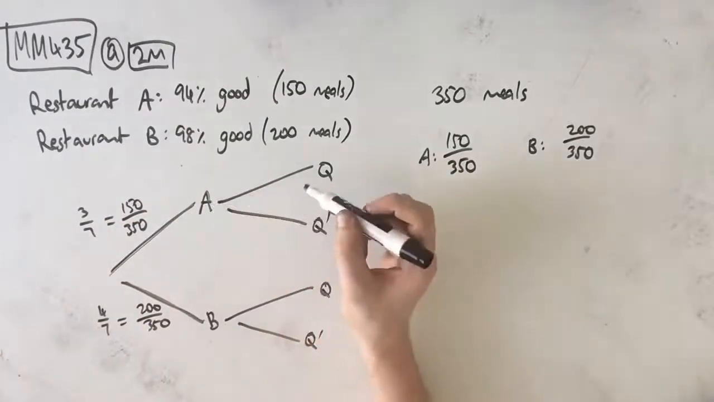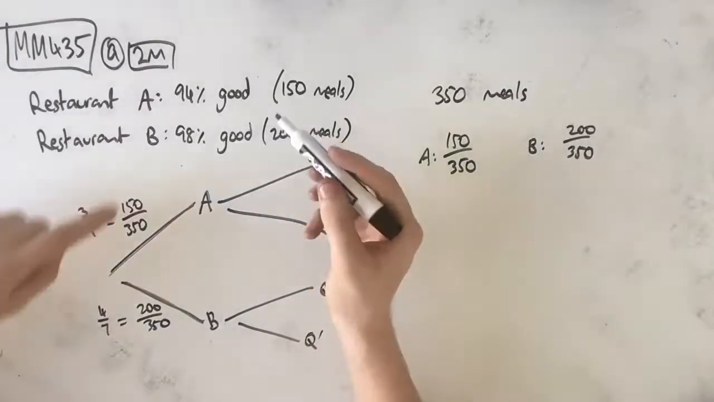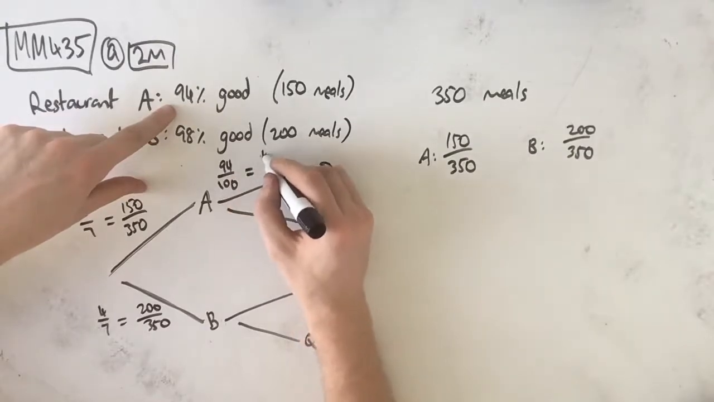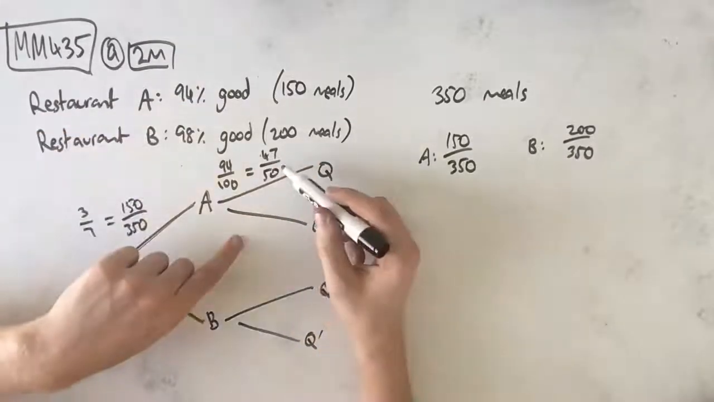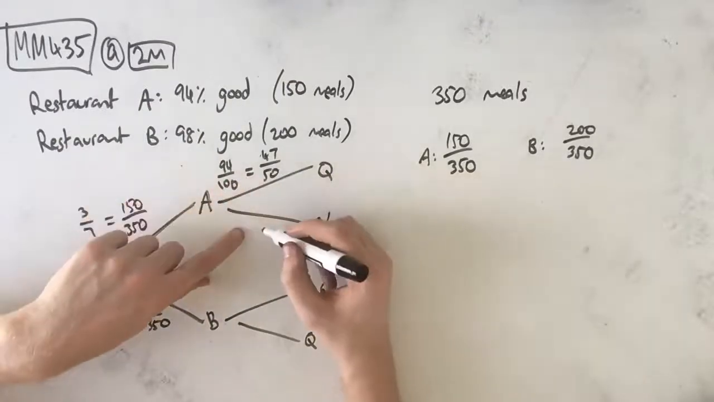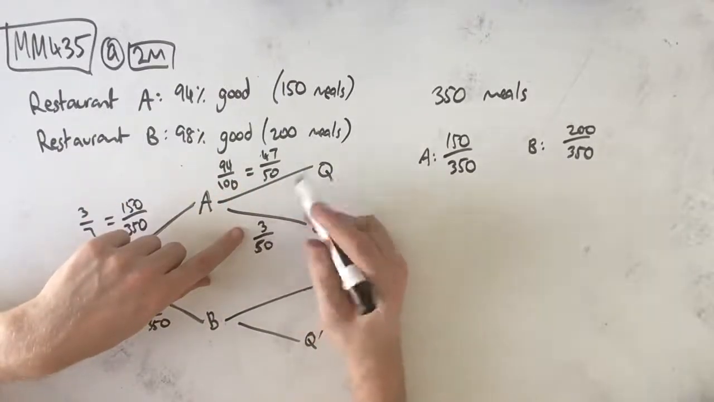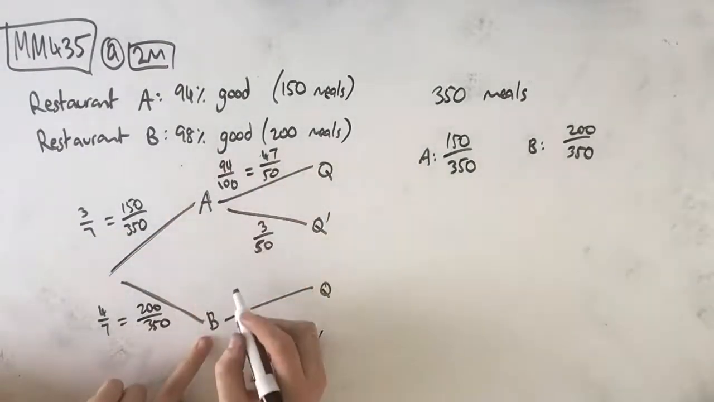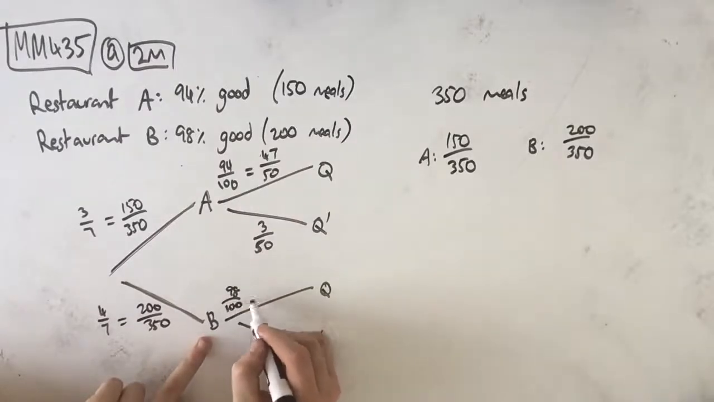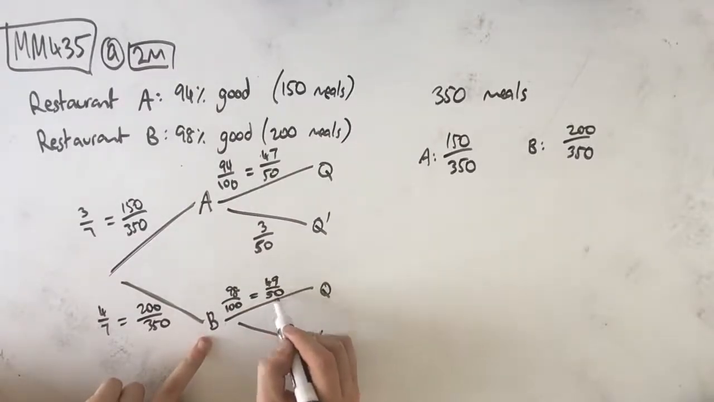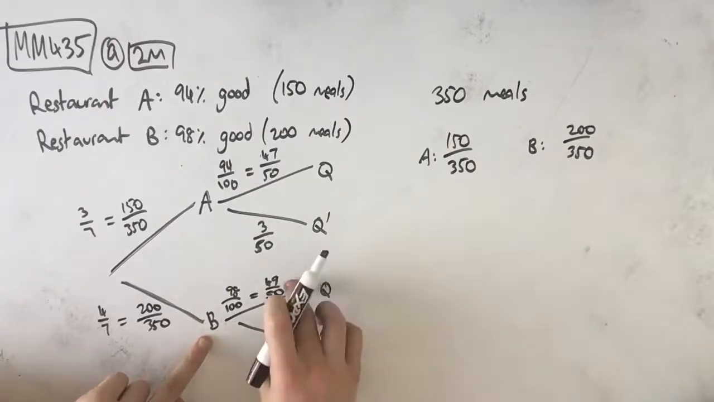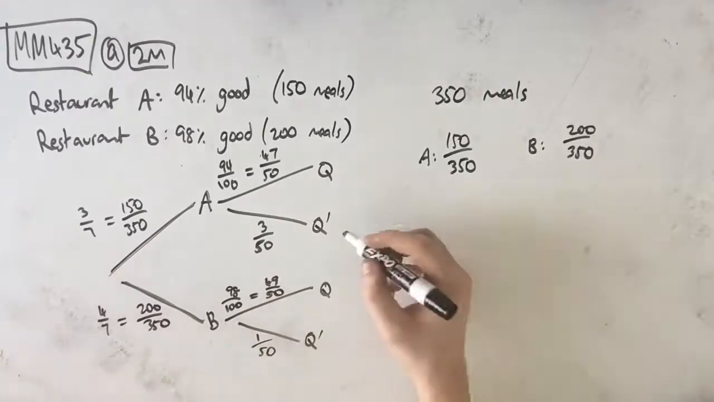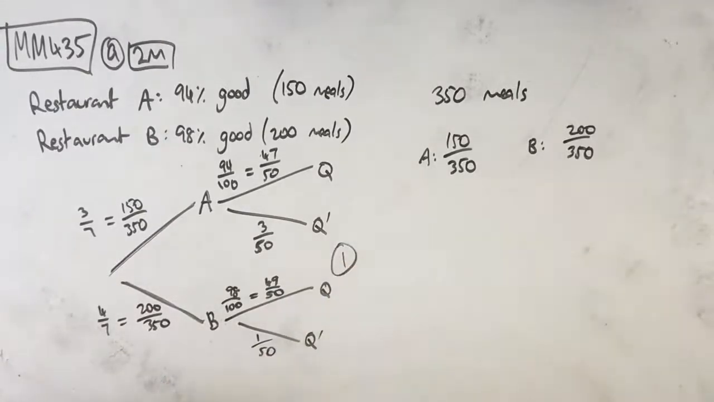So if she eats at A, she's got a 94% chance of having a good meal, which is a 94 out of 100 chance, right? Simplifying this is 47 on 50. If she's got a 47 on 50 chance to have a good one, she's got a 3 on 50 chance to not have a good one, right? Because these two have to equal to 1. Now, if she goes to Restaurant B, she's got a 98% chance to eat a good meal, which is 98 out of 100, which is 49 out of 50. If she's got a 49 out of 50 chance to eat a good meal, she's got a 1 out of 50 chance to eat a not good meal at Restaurant B. This is our first mark. Drawing this tree diagram gives us a mark.